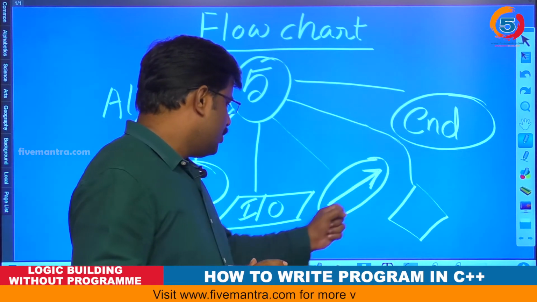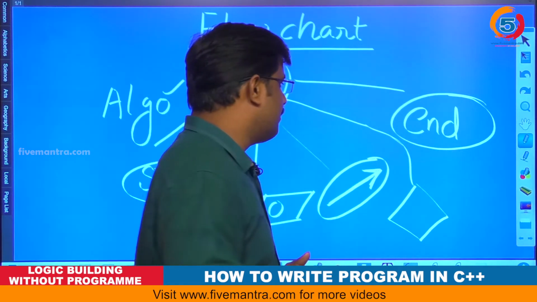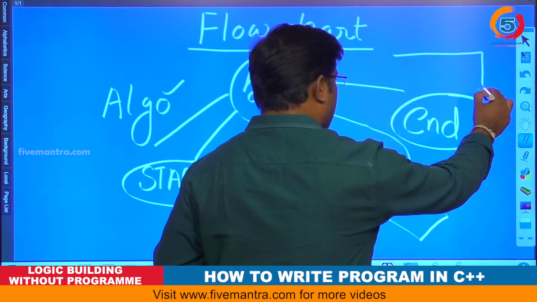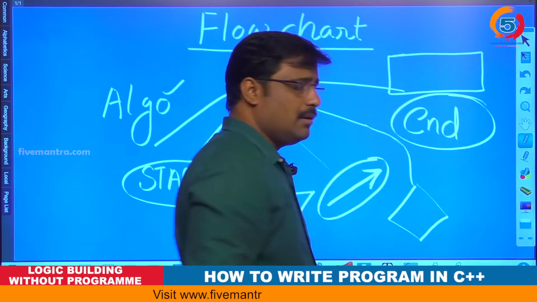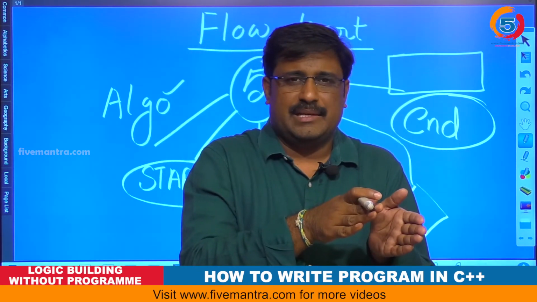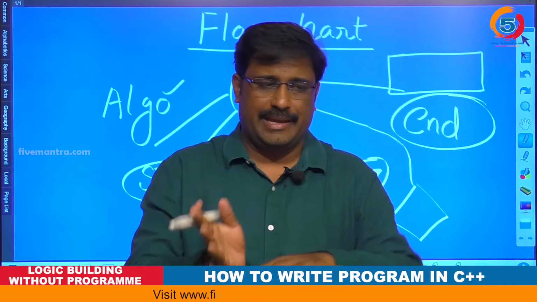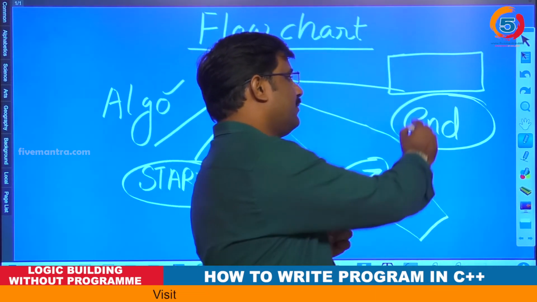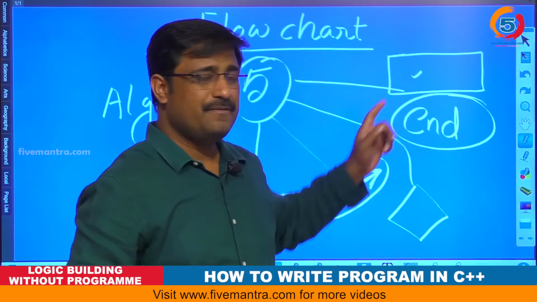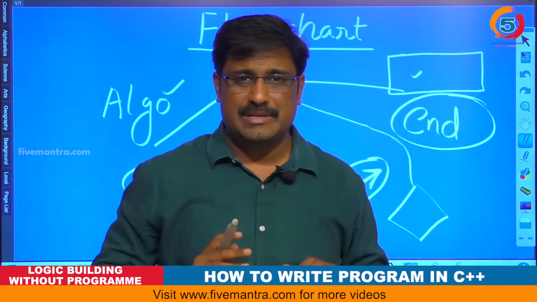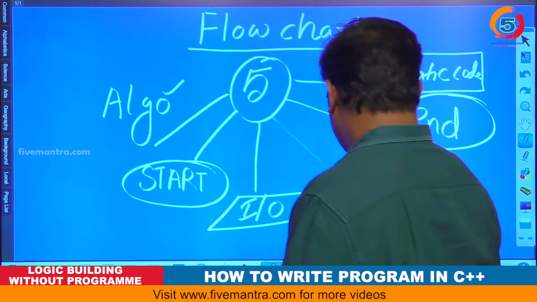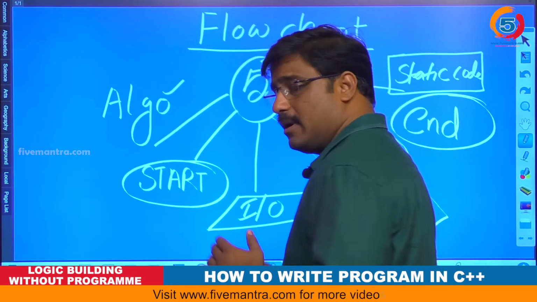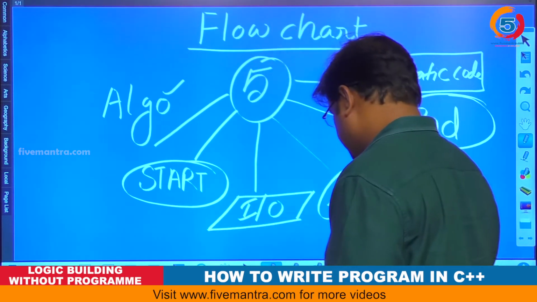1, 2, 3, 4. The fifth symbol is for when I want to write static code, like swapping data from one variable to another, or copying values from one to another. That code is written with the help of a rectangle. So, totally 5 symbols. Now we will discuss how to write a flow chart.